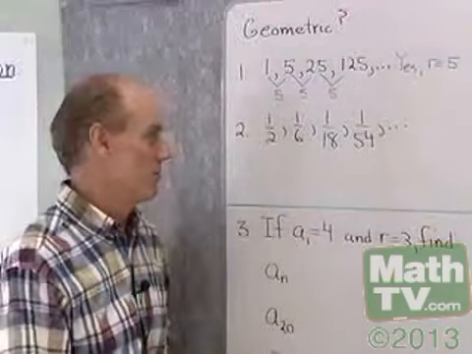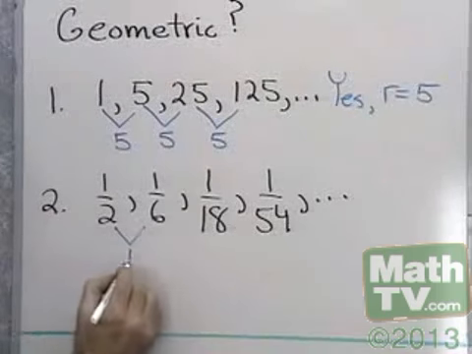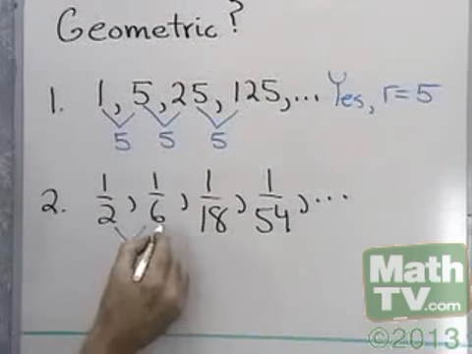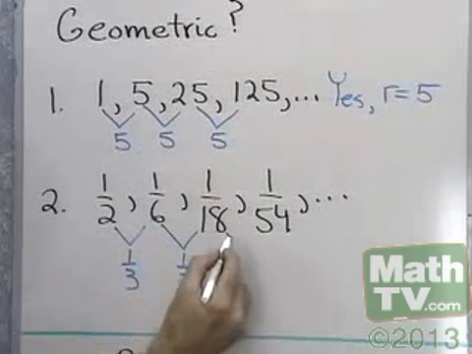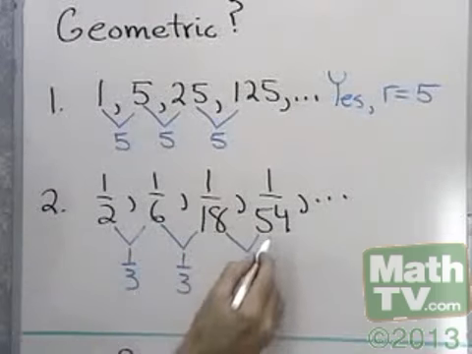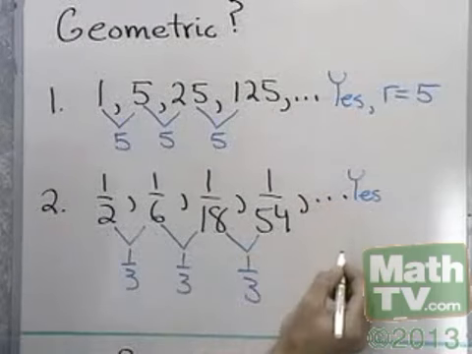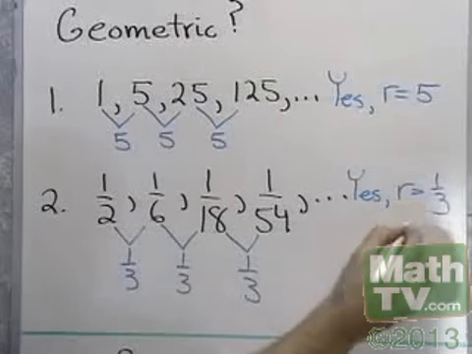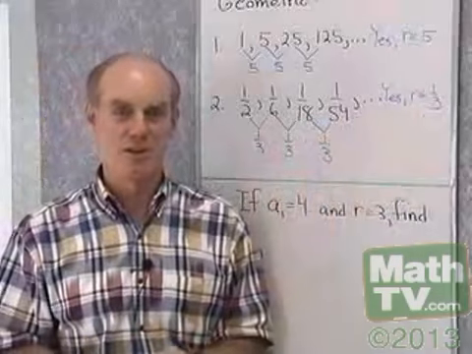How about problem number 2? To go from 1/2 to 1/6, I would have to multiply by 1/3. 1/2 times 1/3 is 1/6. Then 1/6 times 1/3 is 1/18. And 1/18 times 1/3 is 1 over 54. So yes, this is, in fact, a geometric sequence, and in this case, r is equal to 1/3.